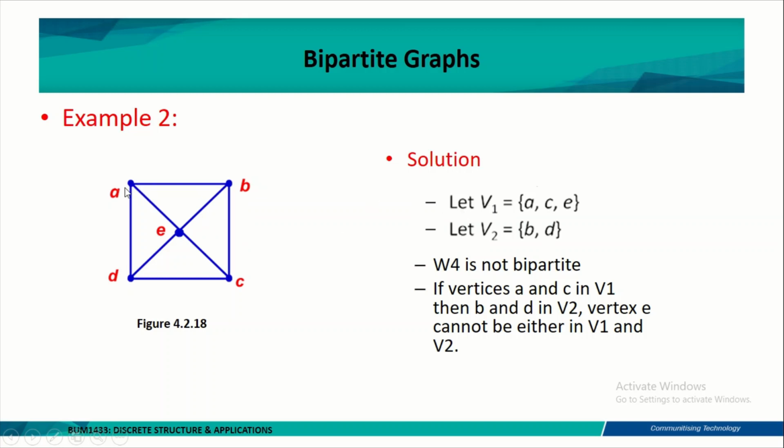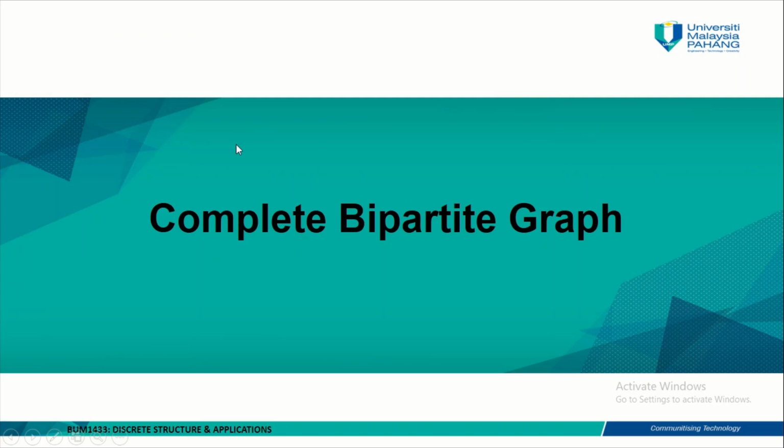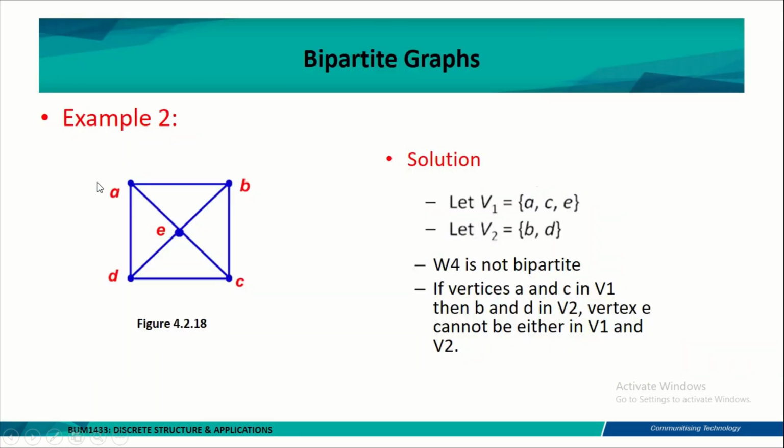So we can see that A is connecting with B, and connecting with D and also with E. So we can see that A and E are in the same group. We know that we cannot have vertices in the same group that are connecting with each other. So we want to say that V1 is AC and V2 is BDE.